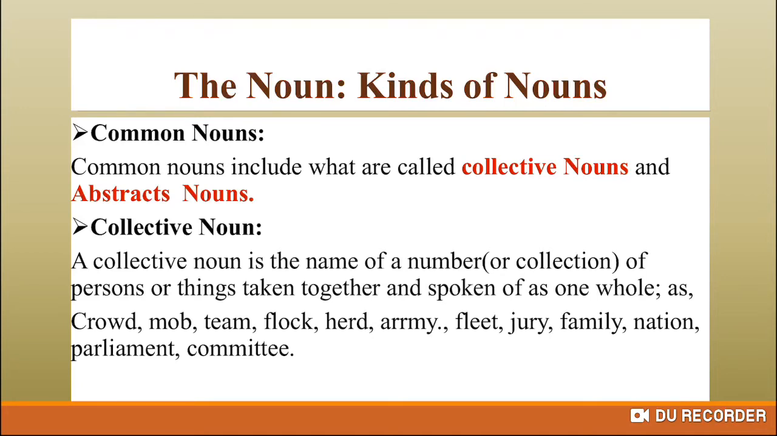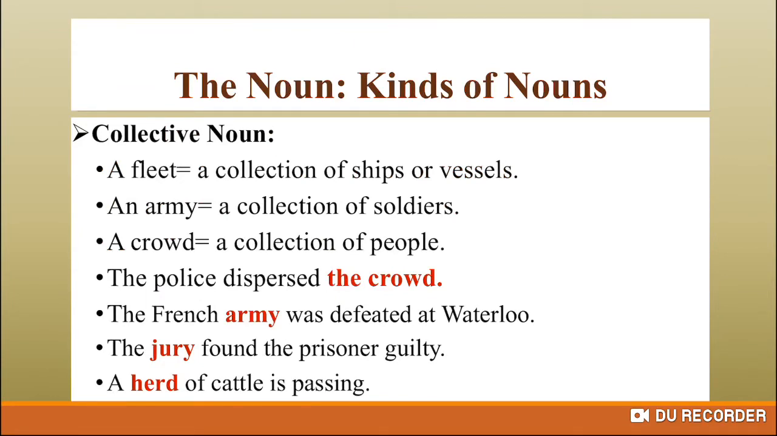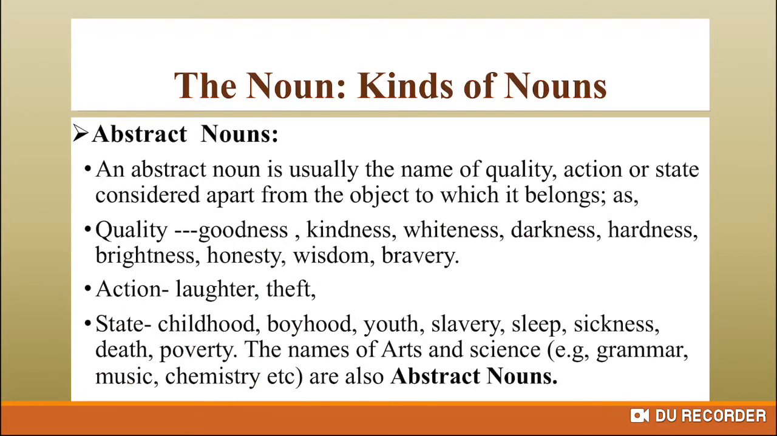For example, crowd is used for the collection of people, army is used for the collection of soldiers, and fleet is used for the collection of ships. The police dispersed the crowd. The French army was defeated at Waterloo. The jury found the prisoner guilty. A herd of cattle is passing by. These are a few examples of the collective noun. You can well understand from the use of these words how the collective nouns are used in sentences. Then we have abstract noun.